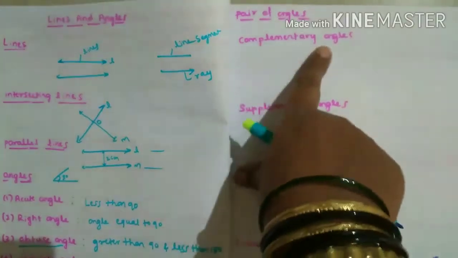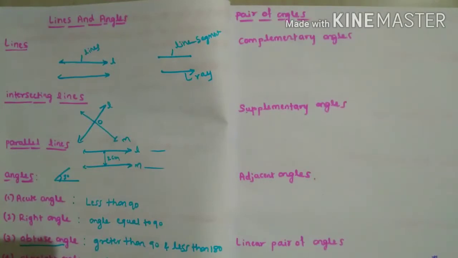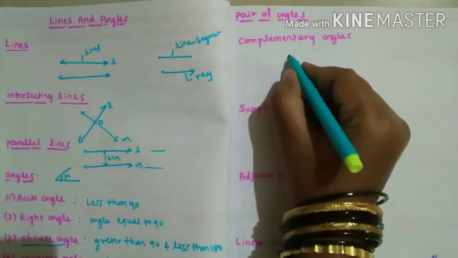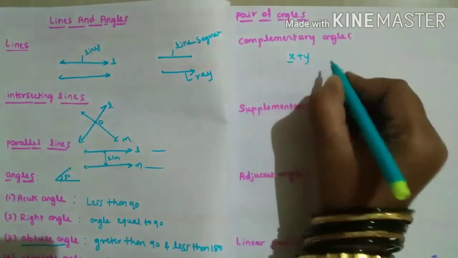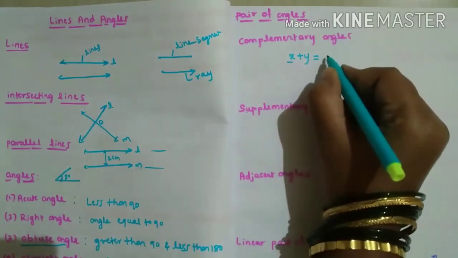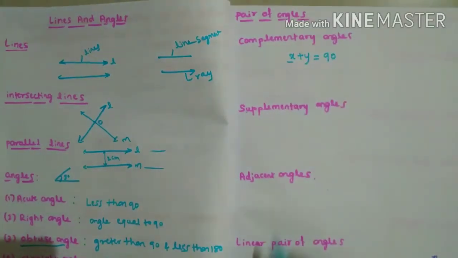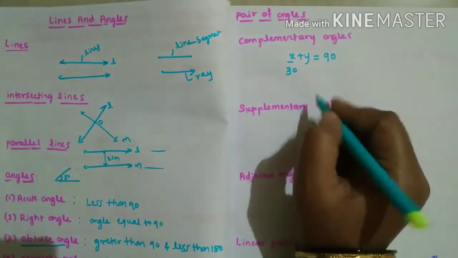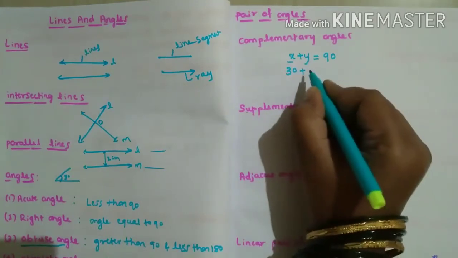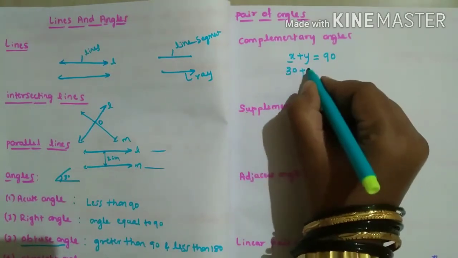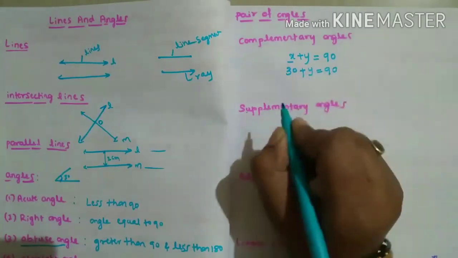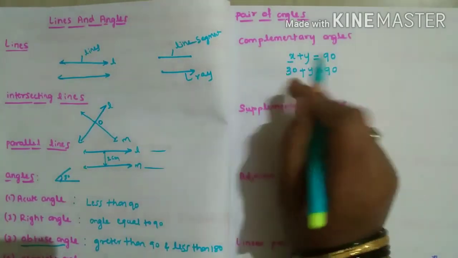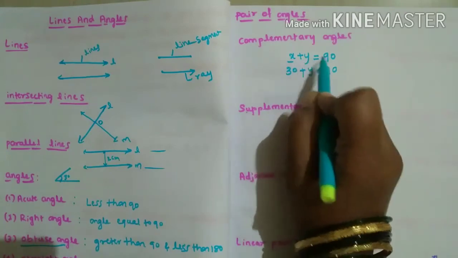Just we'll see those complementary angles. Complementary angle means if you add any two angles, you have to get the answer as 90 degree. For example, I'll just take generally, suppose x plus y. Here x is one angle, y is one angle. If you add those two angles, you have to get the answer as 90 degree. For example, I'll take 30 degree. For 30, what should you add to get the 90 degree? I'll take x as 30, y I will write as it is. See what I am saying? Try to understand. Complementary angle means x plus y equal to 90 degree.